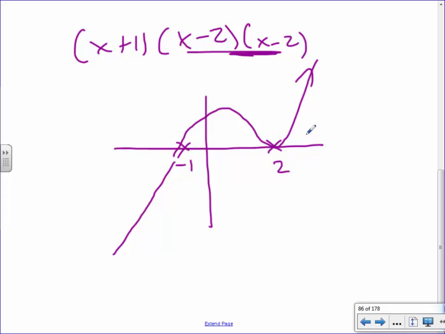Does that make sense? That's known as a multiple root. So this would be a cubic function with 3 factors, because look, I factored it 3 times, but only 2 roots. Cubic function, 3 factors, 2 roots. So that's multiplicity.